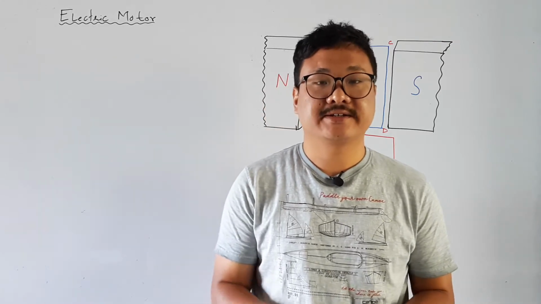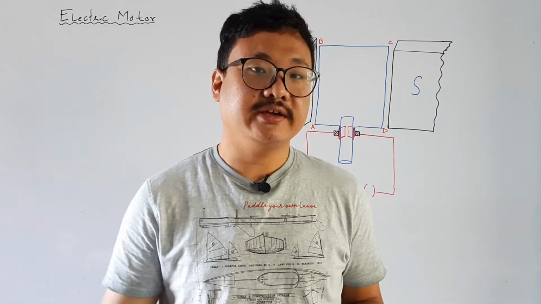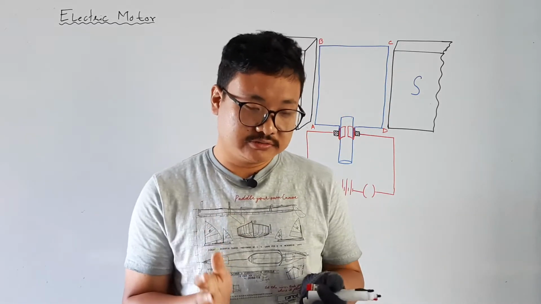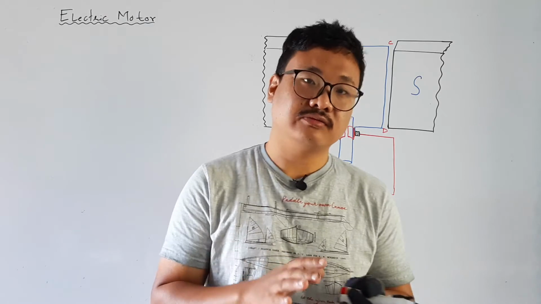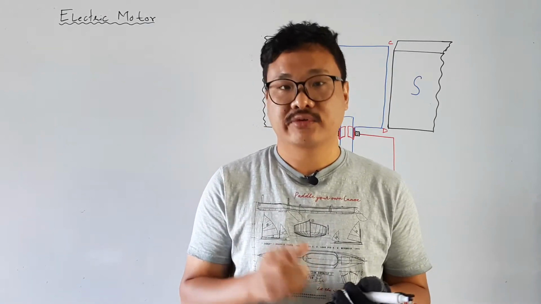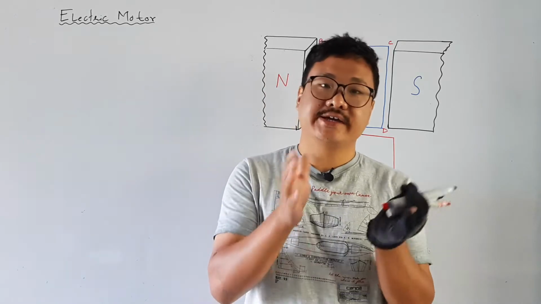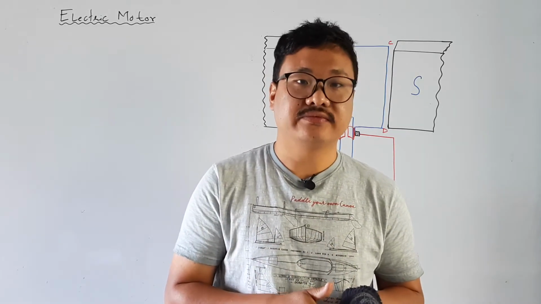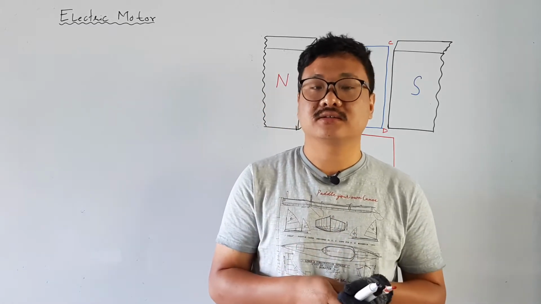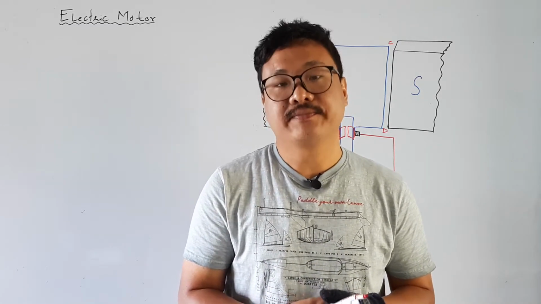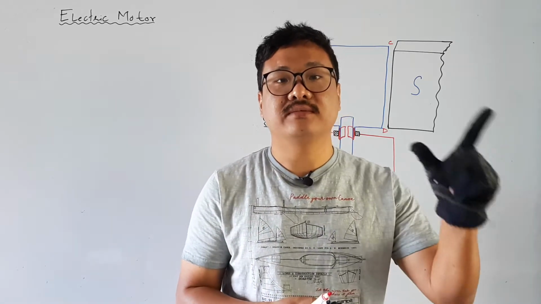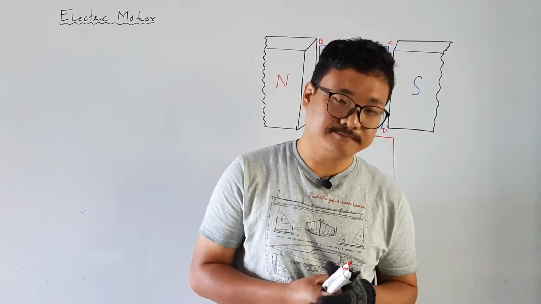Dear students, let us start a new topic today, and the name of the topic is electric motor. Before going to that, let me recapitulate what we have done in the last lesson. We have studied that whenever a current carrying conductor is placed in a uniform magnetic field, it will experience a force. The force is a vector quantity, it must have a direction, and to find that direction we used Fleming's left-hand rule. That was the last topic.